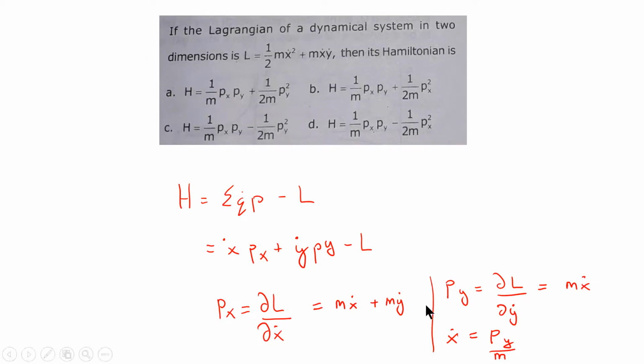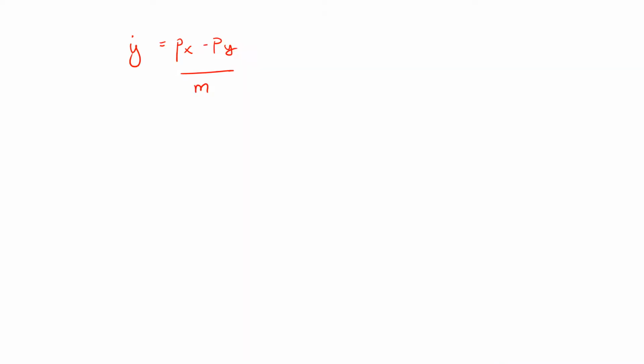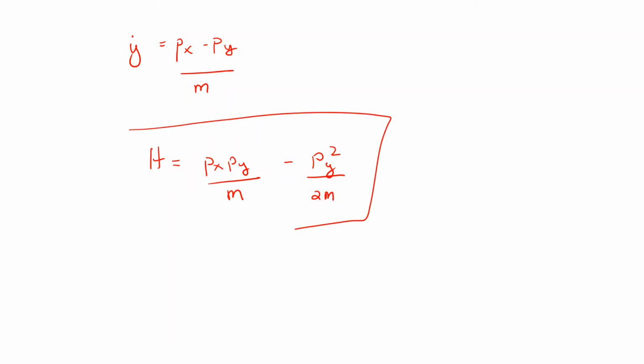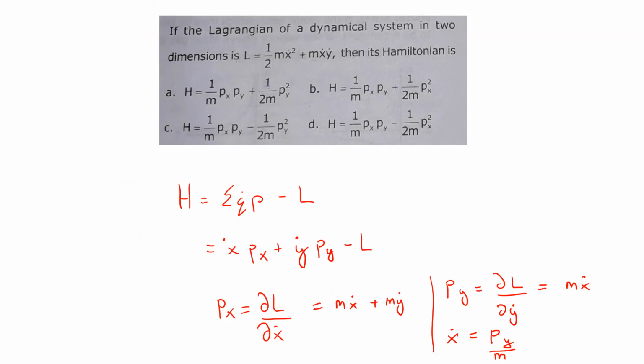So now just substitute this x dot and y dot in this Hamiltonian equation in terms of px and py. So let me be clear. When you substitute that, or check that, you get that the Hamiltonian is px py by m minus py the whole square divided by 2m. So this is your answer. So the right option for this question is given by the option C.